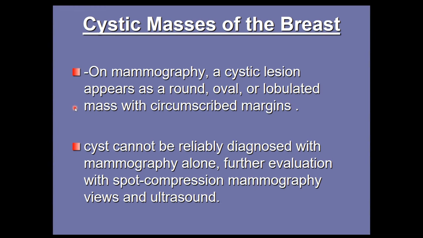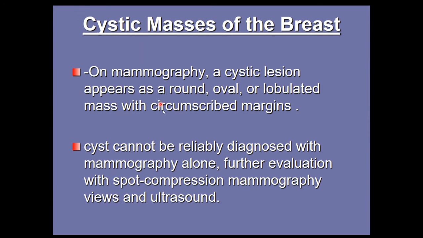In my first lecture, I told you about the different densities, from black to white. First of all, there is air, then there is fat, and after fat, there is soft tissue. So the density of soft tissue is white, or you can say light gray. But fluid is brighter than soft tissue, so it will appear white.